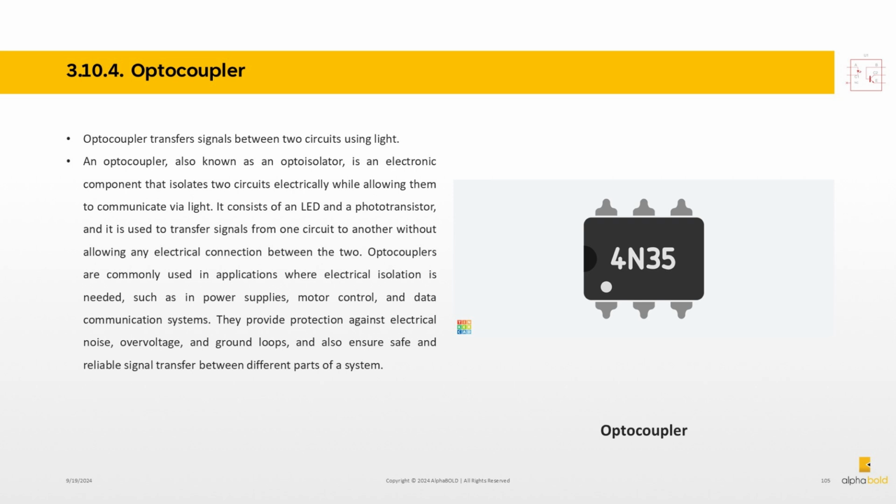An optocoupler, also known as an optoisolator, is an electronic component that isolates 2 circuits electrically while allowing them to communicate via light. It consists of an LED and a phototransistor, and it is used to transfer signals from one circuit to another without allowing any electrical connection between the two. Optocouplers are commonly used in applications where electrical isolation is needed, such as in power supplies, motor control, and data communication systems. They provide protection against electrical noise, overvoltage, and ground loops, and also ensure safe and reliable signal transfer between different parts of a system.